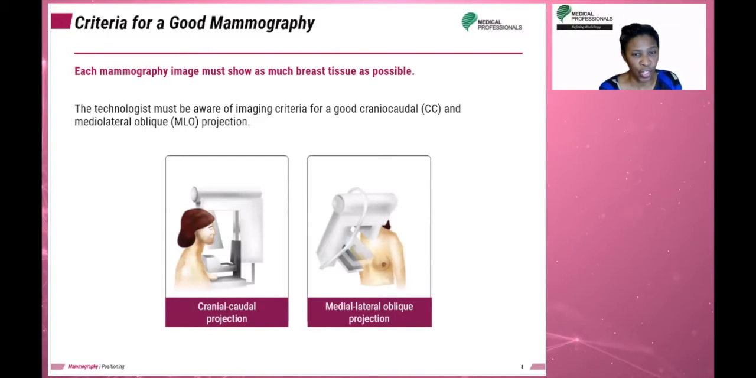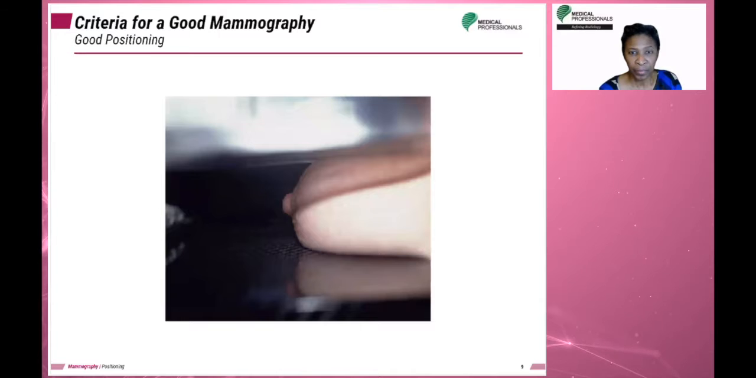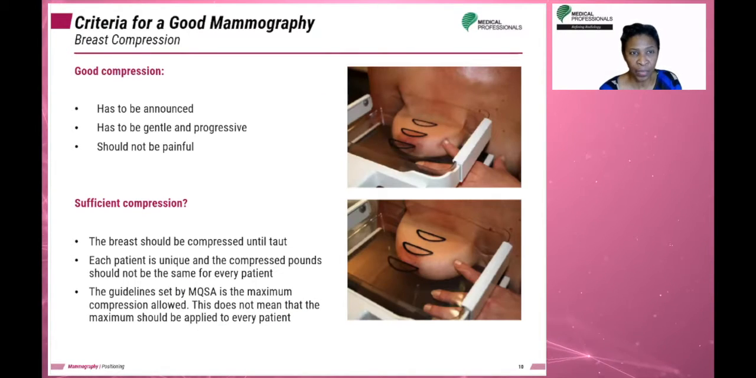So you need to make sure that you're showing as much of the breast tissue as possible. The imaging of the breast is maximized by the compression techniques. You need to be able to compress all of the breast tissue, and the breast is typically compressed until it is taut. So the criteria for your CC projection, I'll go back to the criteria. Let me just talk a little bit about the position first.